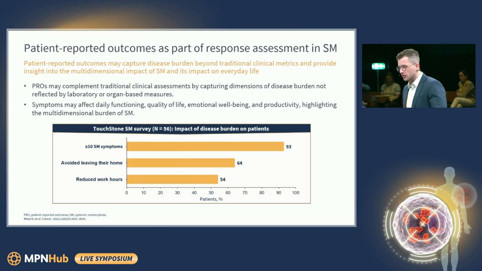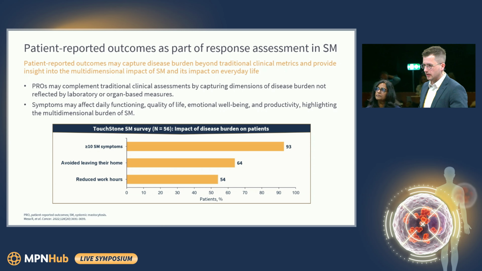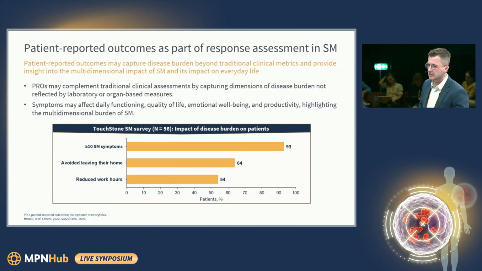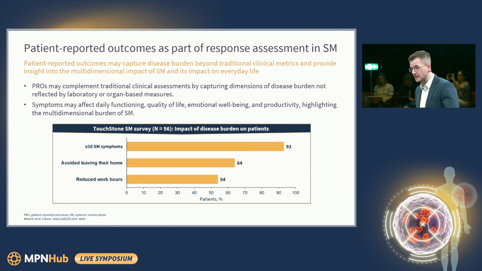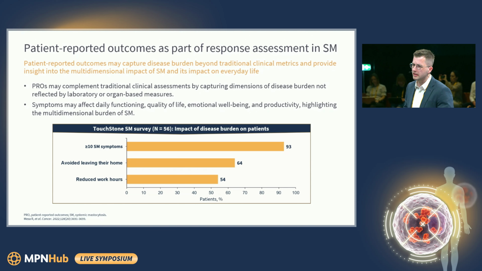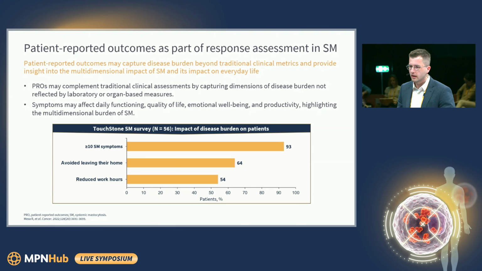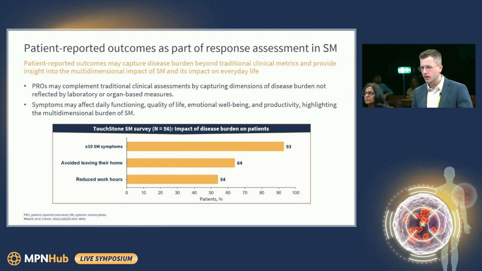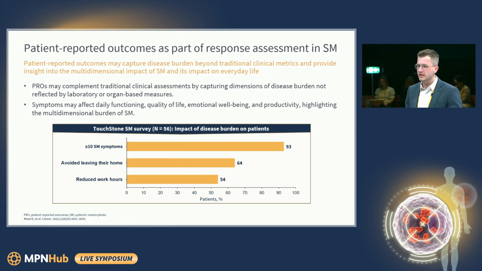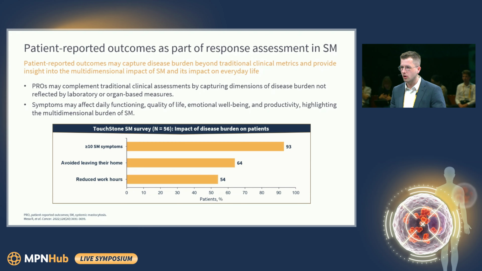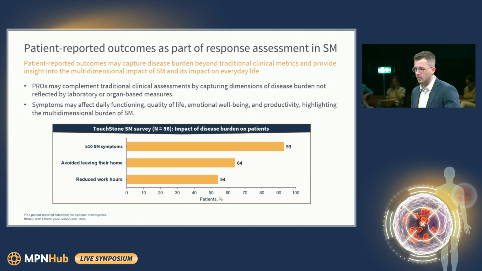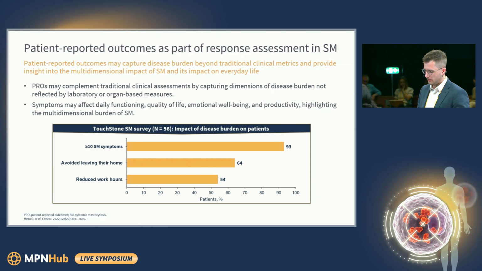What else? We also, of course, need to consider response. Besides response assessment of more or less objective biomarkers, we also need to ask our patients, how are they doing? And you can really see in this Touchstone survey on 56 patients with SM the magnitude of disease burden in advanced systemic mastocytosis. So there are different PROs available, and we should use them in our patients to also have a broader picture about the patient.